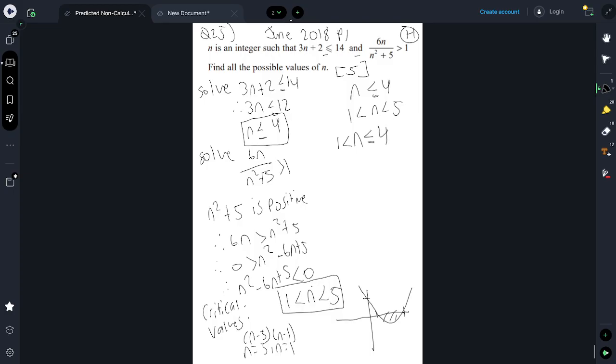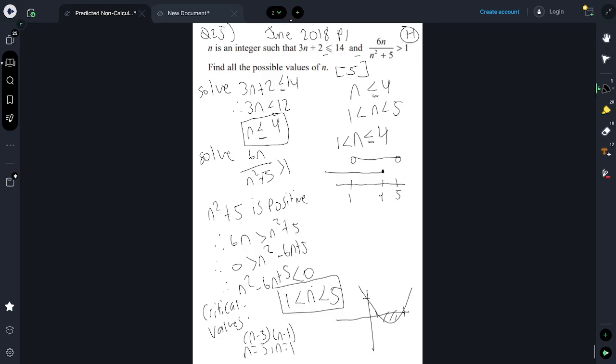The other way of saying this, if you're a bit unsure, is sketch the number line. Plot both inequalities: 1, 4, 5. Again, you do need to know how to draw inequalities on the number line. So draw the first one: n is less than or equal to 4. That is going to look like this. And the second one, n strictly between 1 and 5, is going to look like this.